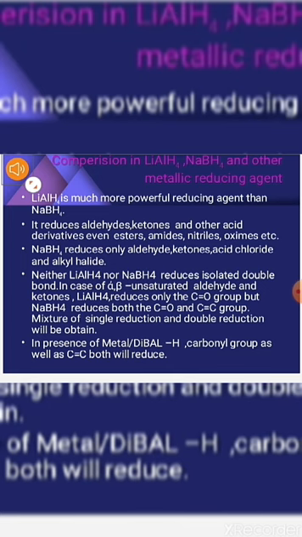But in case of DIBAL, diisobutyl aluminum hydride reduces the carbonyl group as well as the double bond 100%. It means we'll always get saturated alcohol. So here we can justify that in presence of lithium aluminum hydride, if an unsaturated aldehyde is reduced, we'll get unsaturated alcohol. In case of sodium borohydride, we'll get a mixture of unsaturated alcohol and saturated alcohol, while with DIBAL, we'll get pure saturated alcohol.